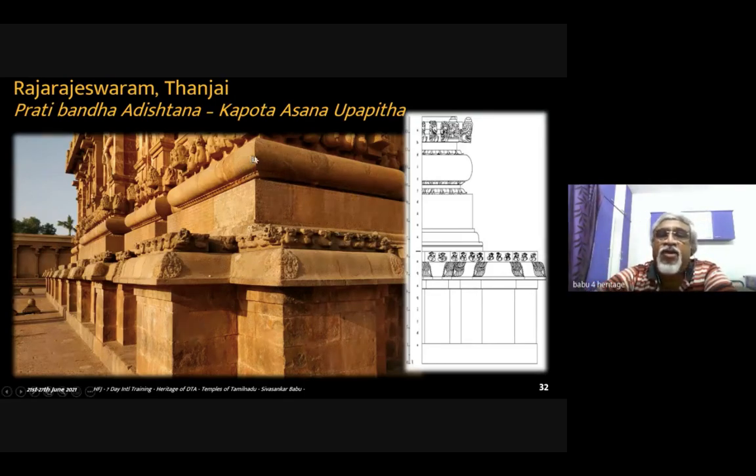And here you have plain Kumudam. The distinguishing feature is the repeating sequence of Yadis. So that's Prati. That's why it's called Pratibandha Adhisthana. And you can see a lot of inscriptions here, which is very conveniently in Jakati portion.